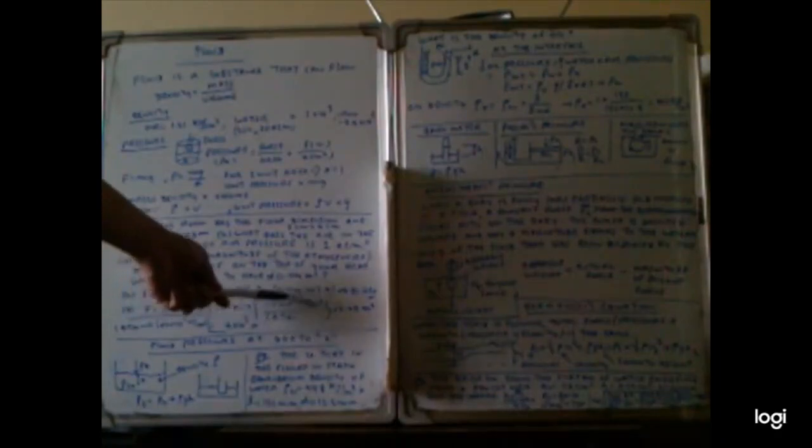And then F is equal to pressure multiplied by area. Pressure is 1 atm. So 1 atm converted is 1.01 times 10 to the power 5 pascals divided by 1 atm. And this is for the 0.04 meter squared area.